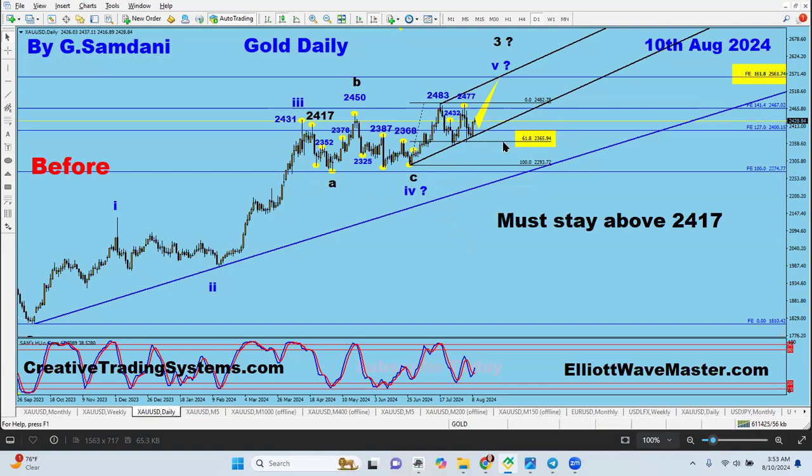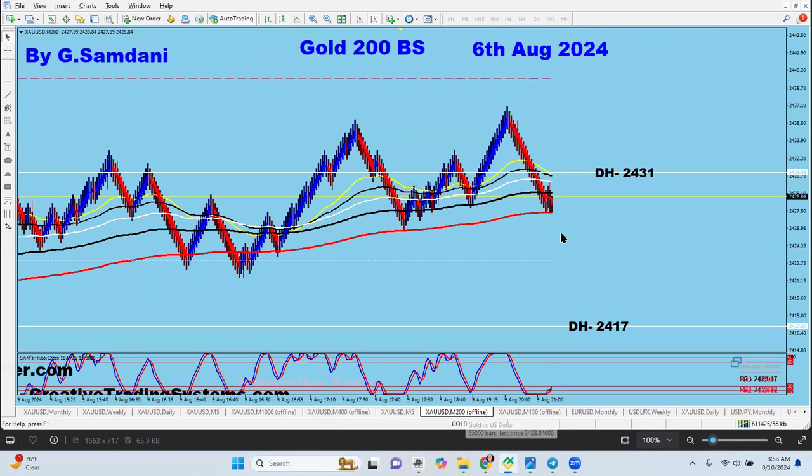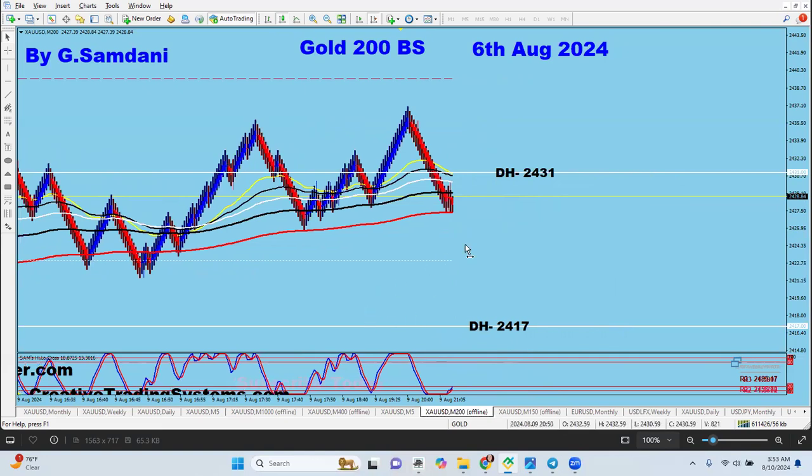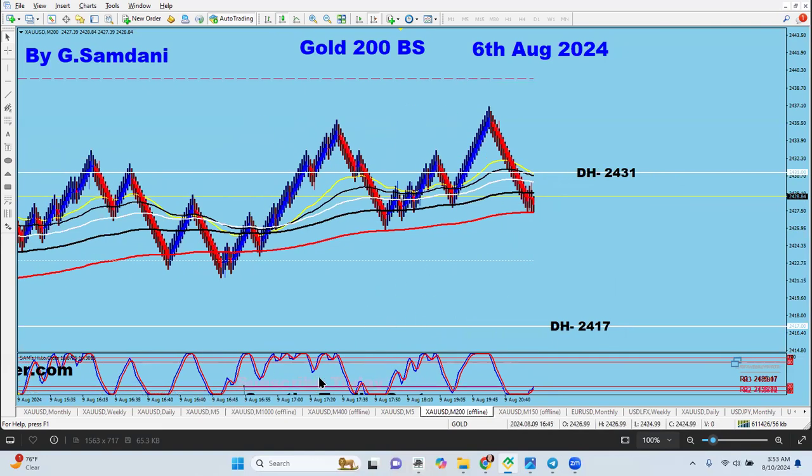So I will look for entry only above this number, 24.17, which I have written here, right? So my 200-minute chart, for example, goes like this, this one here is 24.31, it may drop a little bit. Like I said, as long as we stay above 24.17, and then I get my entry from there, right? Above there, like this one, like this one, then I'll take it.